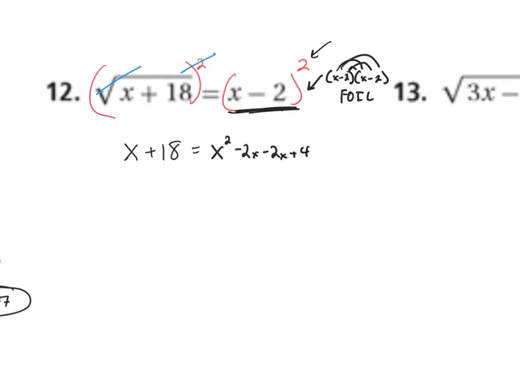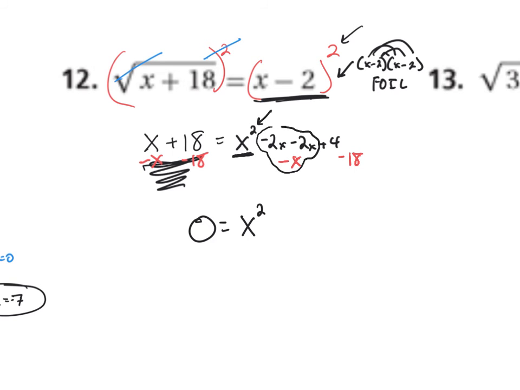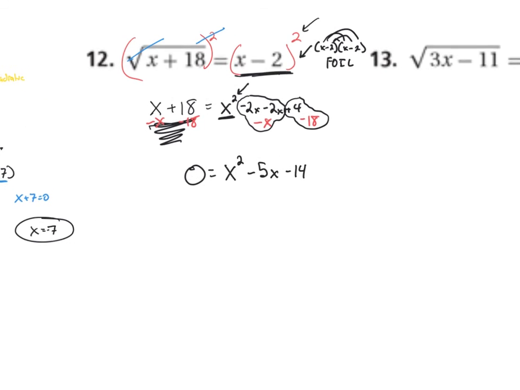All right, now let's bring everything back together. Actually, I see an x squared term, so I know I'm going to have to get a 0 on one side. So let's start there. Subtract x and subtract 18. So that'll give us 0 equals x squared. Well, if I put all of this together, minus 2x minus x, that's minus 5x. And then we put these numbers together, minus 14. Okay, so that's what that looks like.